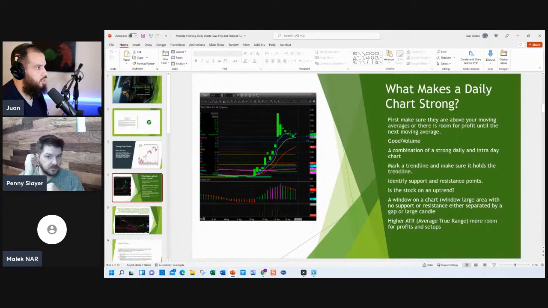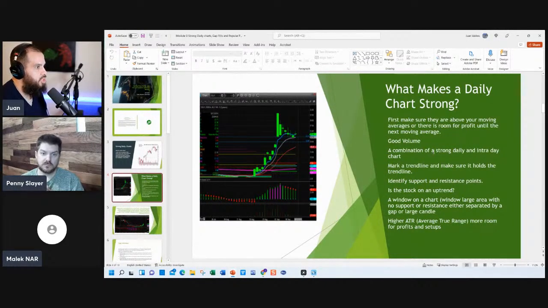Then you want to make sure there's good volume. So you want to make sure it's starting to trend above the moving averages, and there's volume. You don't want to jump in a stock that's above moving averages, but nobody trades it. It doesn't have any volatility. You need some movement, you need some volume to jump in a stock.